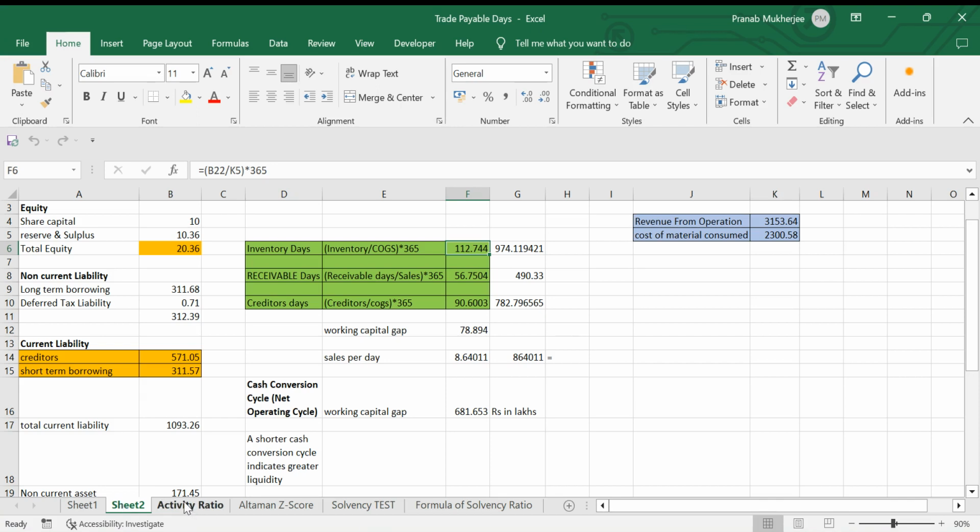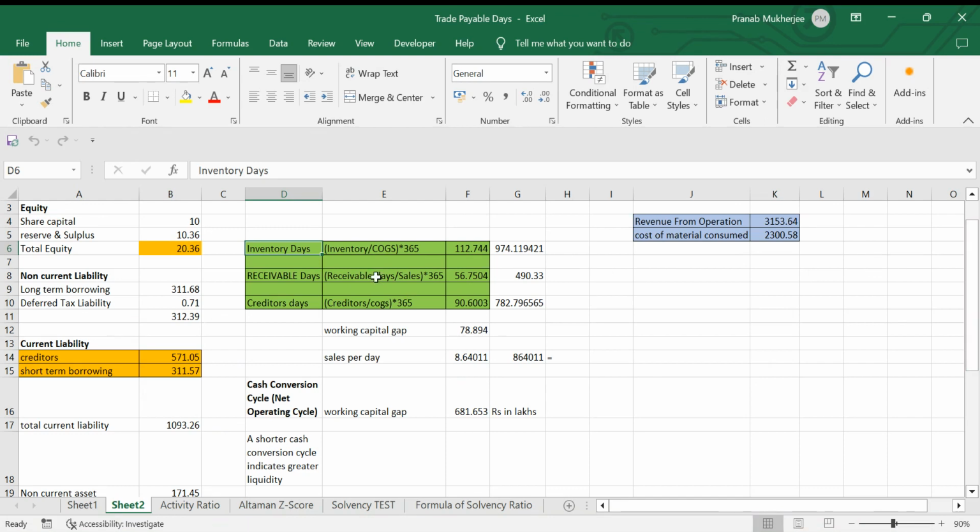Okay, let's start with the activity ratio. In the activity ratio, we start with inventory days, receivable days, creditors days, inventory turnover, and receivables turnover. We also calculate working capital gap, cash conversion, and operating cycle. So let's jump into the calculation. Let's start with inventory days. How do we calculate inventory days? As you can see, this is the balance sheet we have.